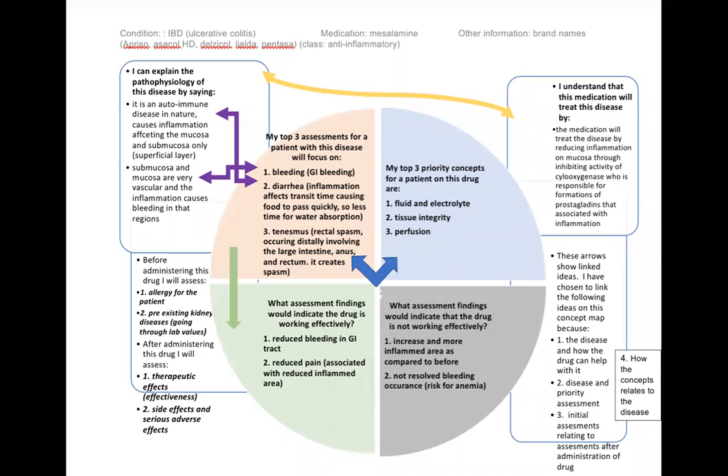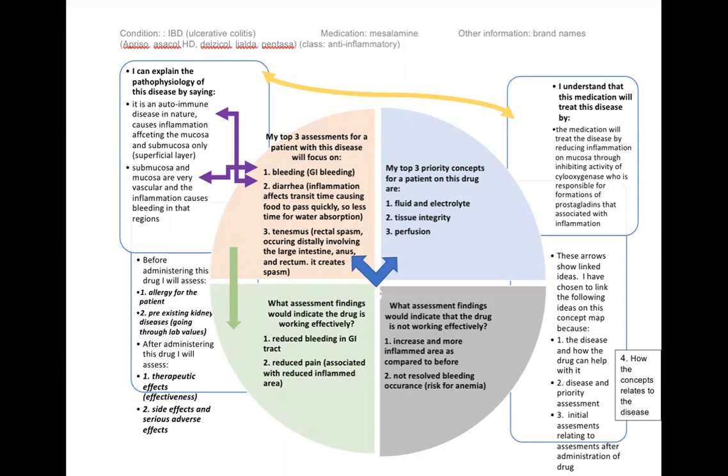The third one would be tenesmus. It is a unique symptom in UC that causes rectal spasm. I will do this assessment by asking the patient if they have the feeling to pass stool, but nothing comes out because the bowel is already empty.